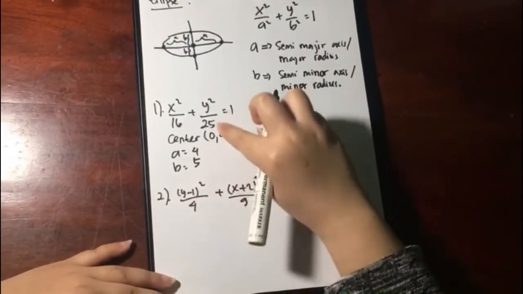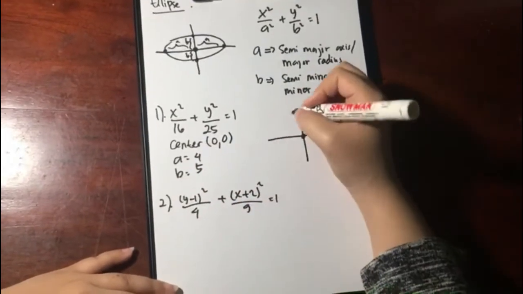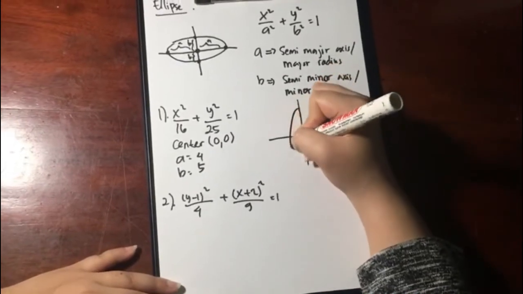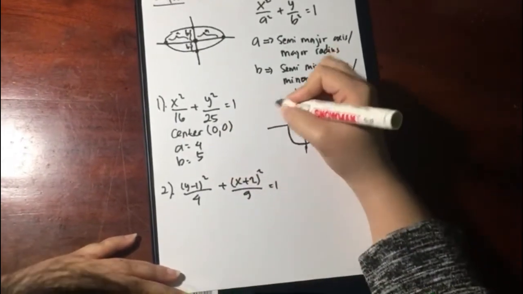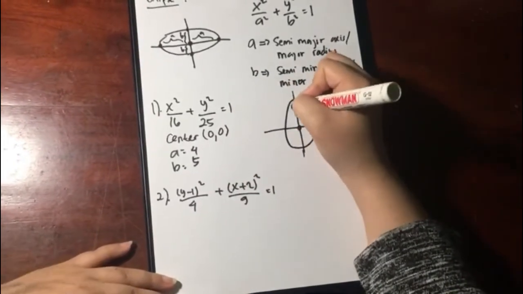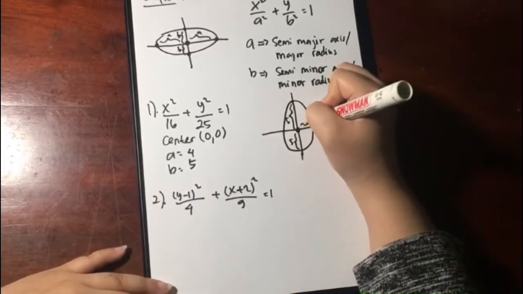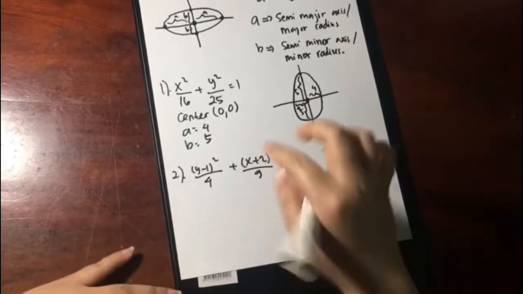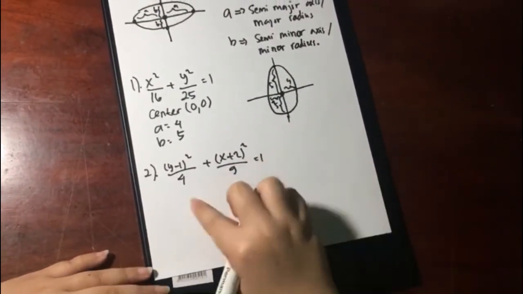As we know, B is larger than A and B is the y radius, so the ellipse that we are going to get is taller and skinnier than the first example because the y radius is larger than the x radius. So this would be 5, and this would be 4, and this also would be 4, right? And then let's take a look at another example.